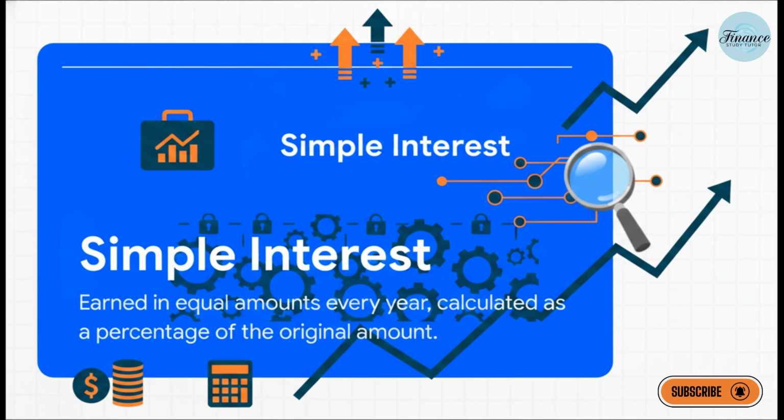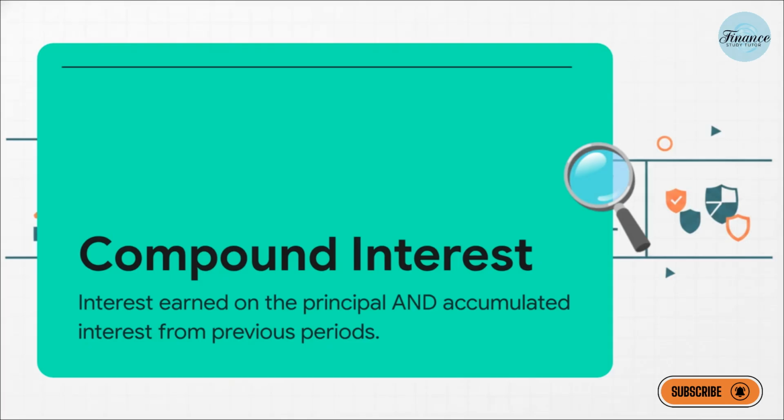So let's say a business invests $1 million at 10% simple interest for 3 years. They earn exactly $100,000 each year. After 3 years, that's 1 million plus 3 times 0.1 times 1 million, which gives us a total of $1.3 million. It's very linear and very predictable. Now let's move over to compound interest and see how this builds.